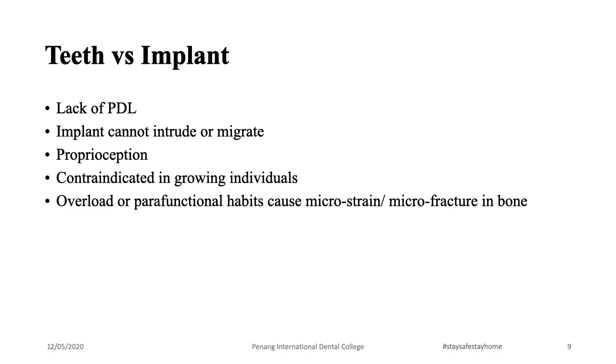Definitely an implant lacks PDL, the periodontal ligament. An implant cannot intrude or migrate, meaning to say that it cannot grow, so it is contraindicated in growing individuals. That means in an individual who is still growing, the implant will not grow along with the bone. Once the implant is placed, it may hinder the eruption of teeth or other anatomical structures, hence it is contraindicated in younger children.